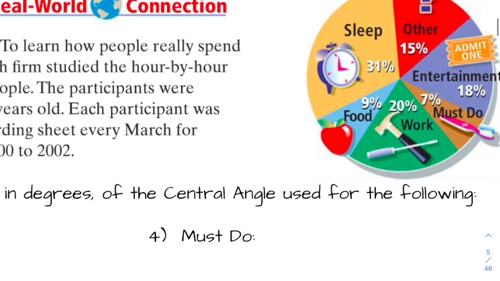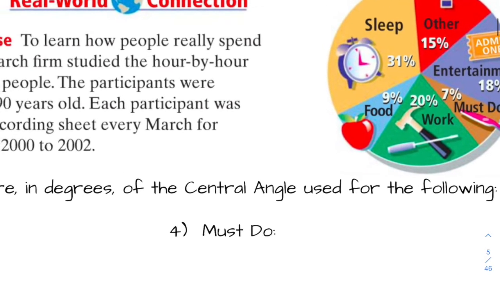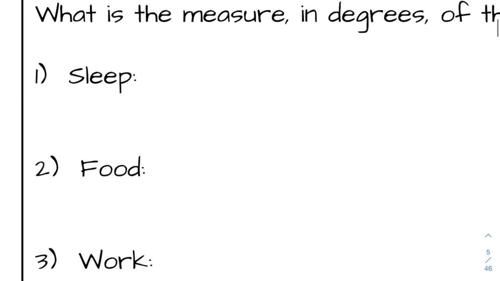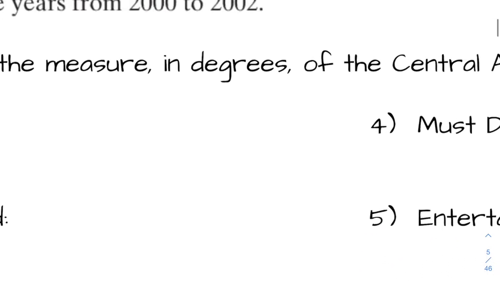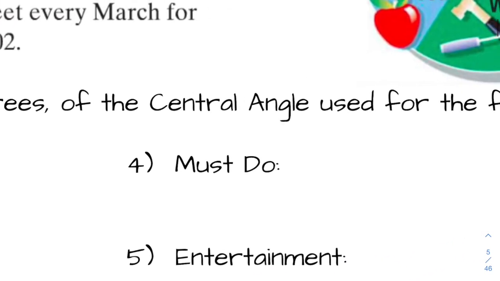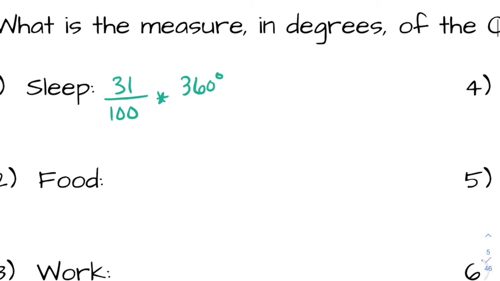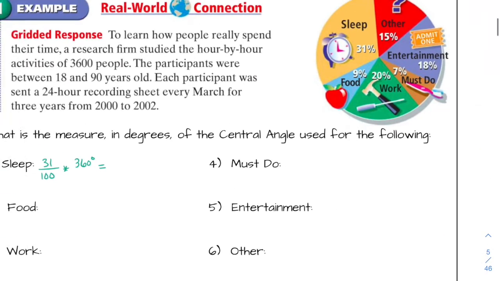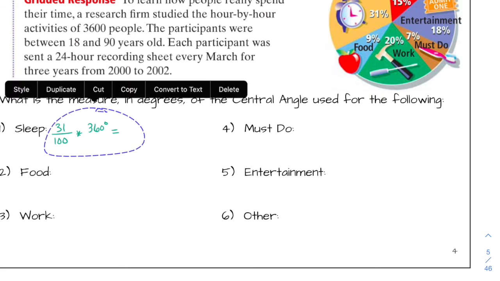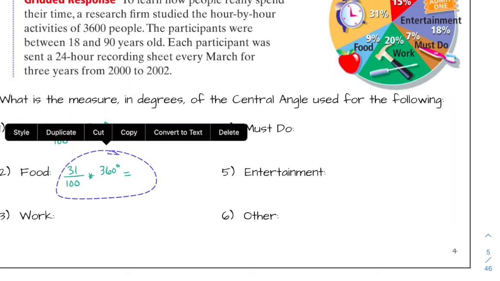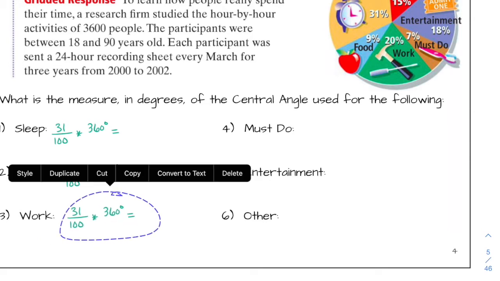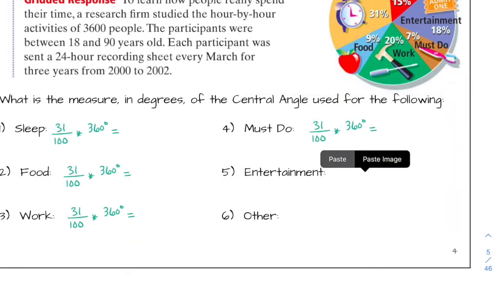So for sleep, it's 31%. So if we want to find the measure in degrees of the central angle or the arc, we're going to take 31 out of 100 and multiply that by 360 degrees because it's 31% of 360 degrees. And I'm going to do that for all of those. To save time on this video, I'm just going to do them very quickly, and I'm just going to change the number out of 100.